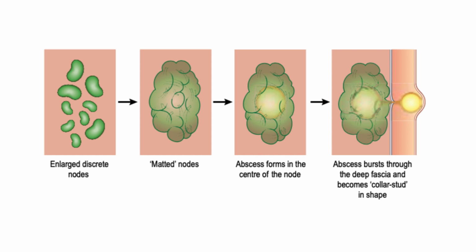Stage 3: after a few weeks, deep cervical fascia is eroded and cold abscess enters the subcutaneous plane. It is called a collar stud abscess due to its shape. It makes a prominent subcutaneous swelling, which is fluctuant. Careful palpation may reveal a matted lymph node mass deep in the abscess.